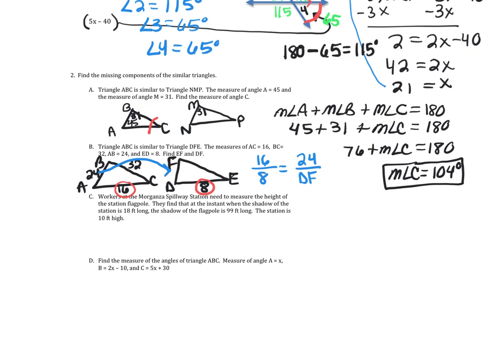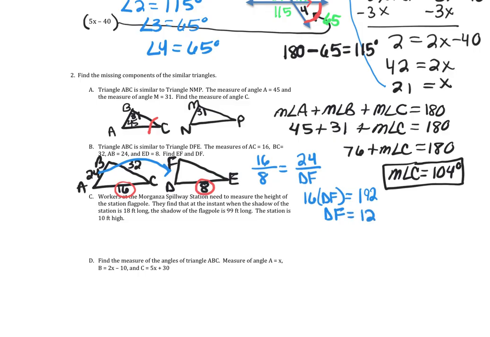And then you could cross multiply and divide. So we have 16 times the measure of length DF would equal 8 times 24. And that is 192. And then divide by 16. So the length of DF would equal 12.